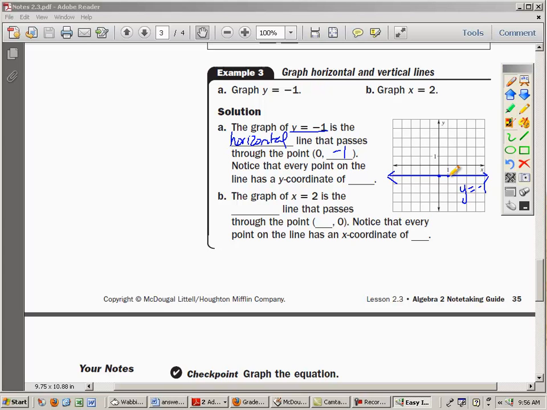Notice that any point on that line is down 1. The x can be whatever you want it to be. This is left 2, down 1, left 3, down 1, left 4, down 1. But the y values are constantly remaining at -1.